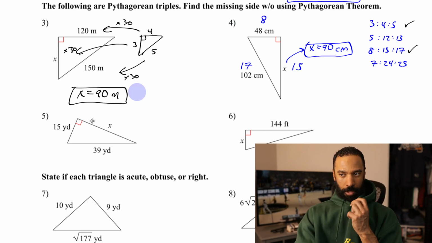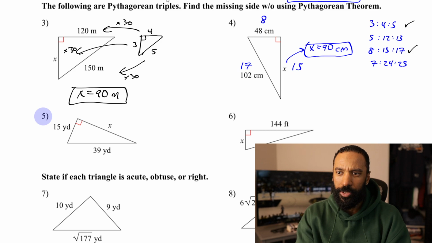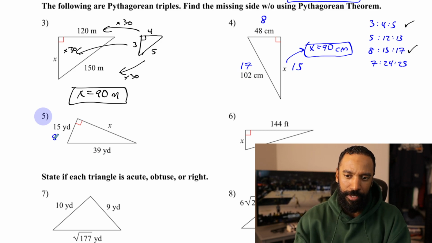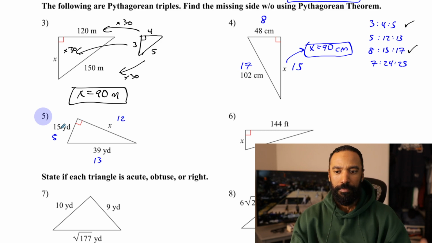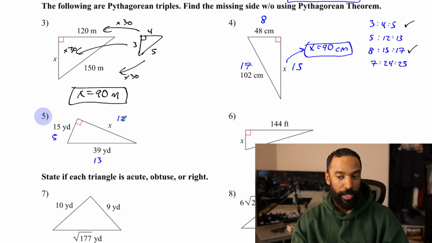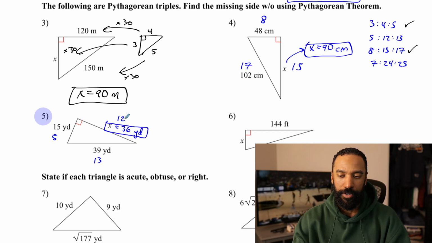Number 5. The numbers are smaller. You can divide it by 3, I think. That would give you, I think, the 5, 12, 13 version. 5, 12, 13. Dividing by 3. Let's make it 3 times bigger. 12 times 3 would be 36. So 36 yards there in the 5, 12, 13 special right triangle.